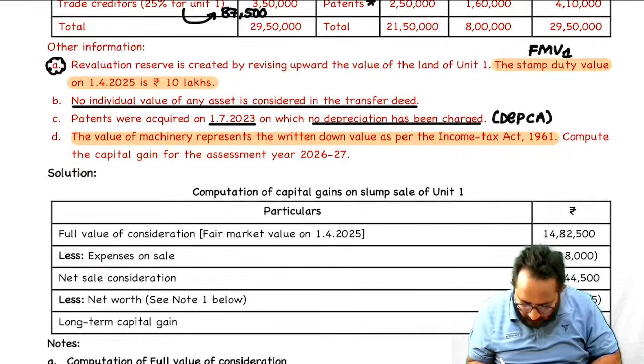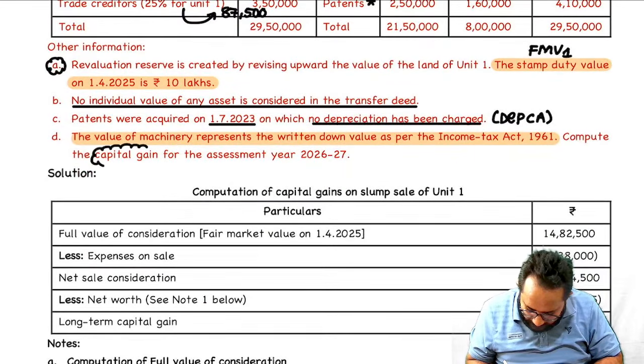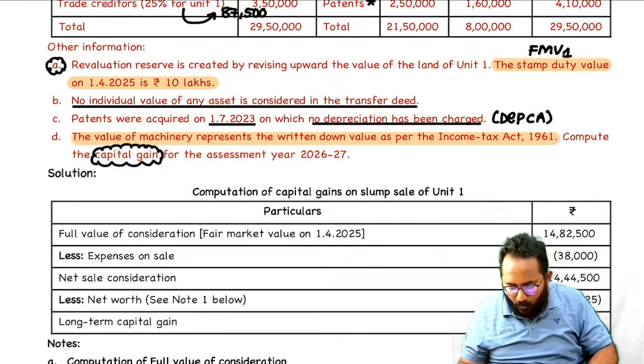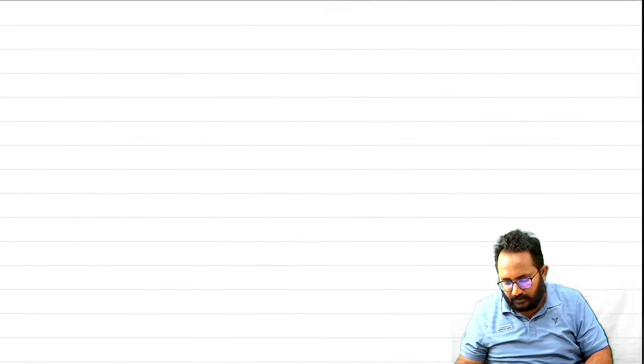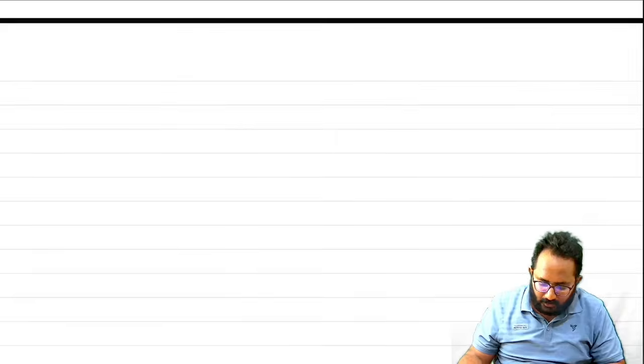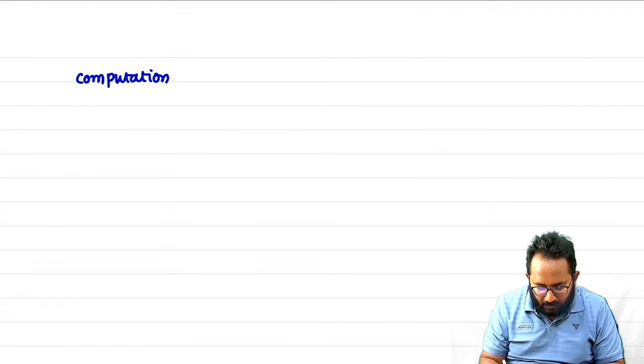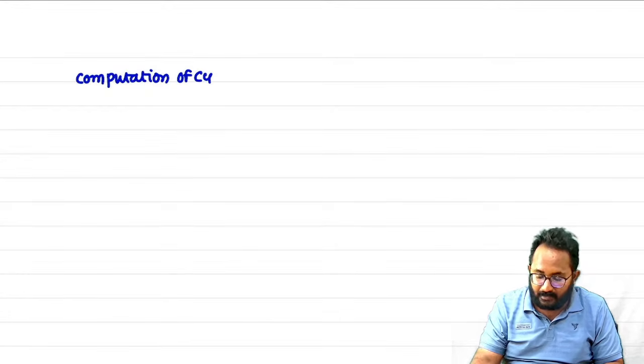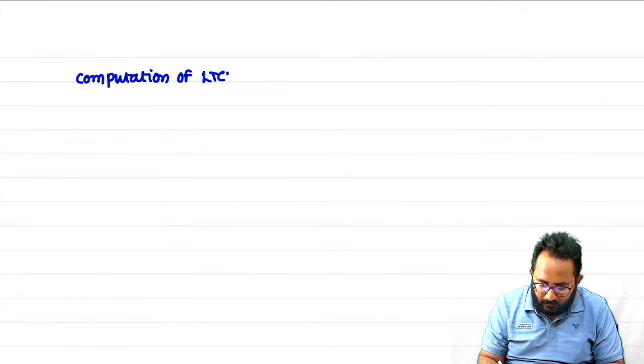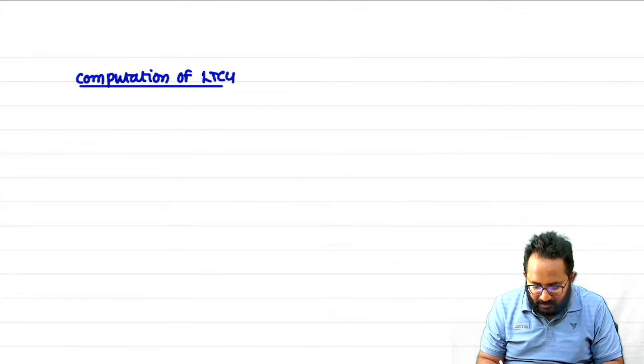So now what are they asking? Compute capital gain. They are not asking for tax, only capital gain income. Sir, if you give help, then I will try to compute roughly. Okay. So what is the computation of? Capital gain. Which capital gain do we have to compute here? Long term capital gain. Yes, the basic format roughly I am writing: particulars and amount.